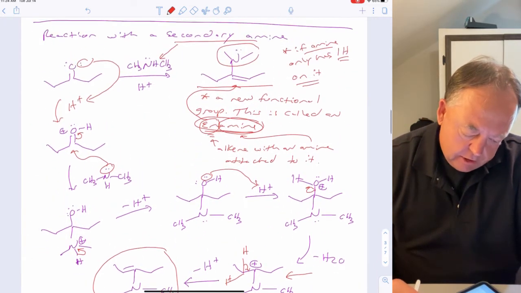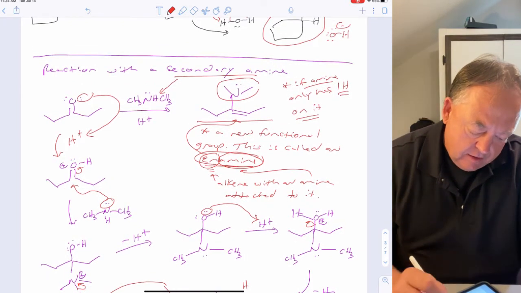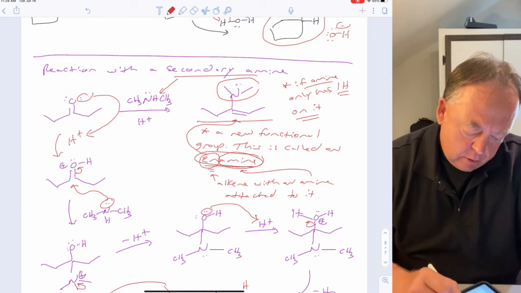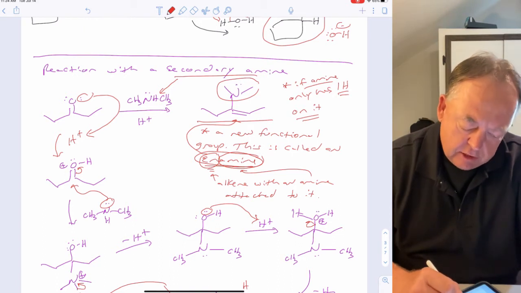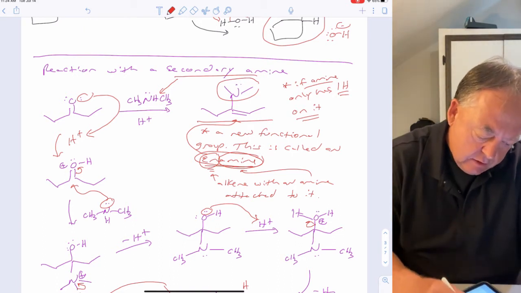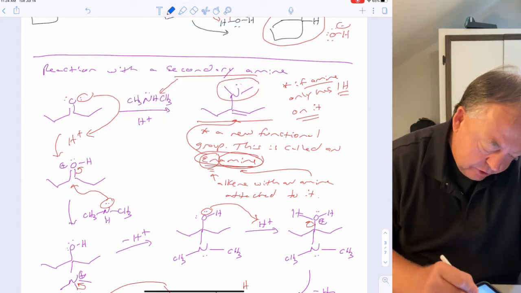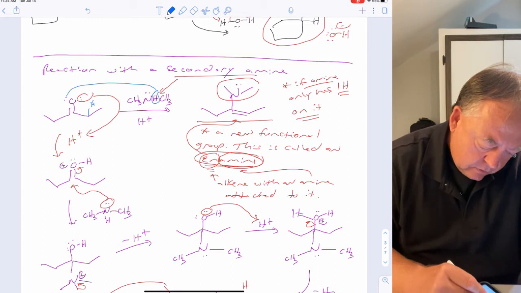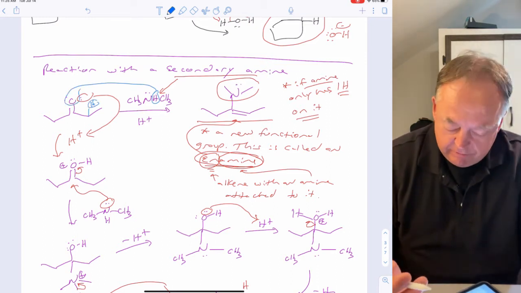Okay, so how do you predict the product of an enamine? First of all, you have to learn the recipe: aldehyde or ketone plus secondary amine. So if the nitrogen only has one hydrogen attached to it, then basically what you're going to lose is that hydrogen, that oxygen, and that hydrogen is going to become a water molecule.